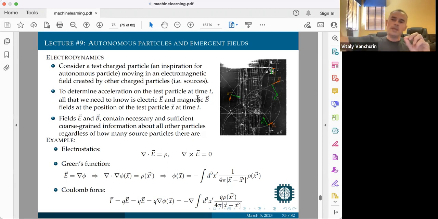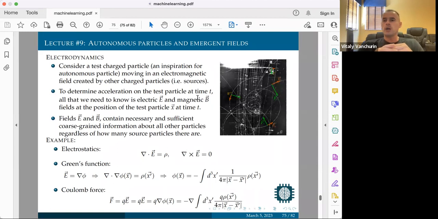So there are many different configurations of other particles that are completely different, if you look at it globally, but give rise to the very same electric and magnetic field. That's important. This is coarse graining information from the point of view of that particle that is deciding where to move. This is just paying attention to only a handful of relevant parameters, which are encoded in E and B.